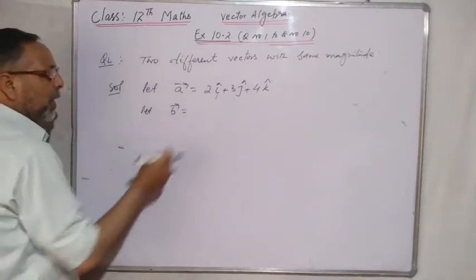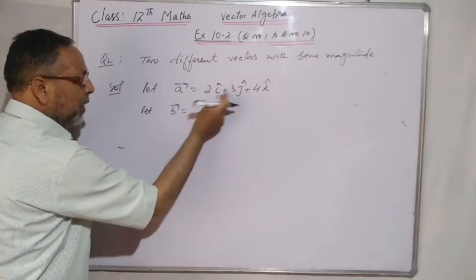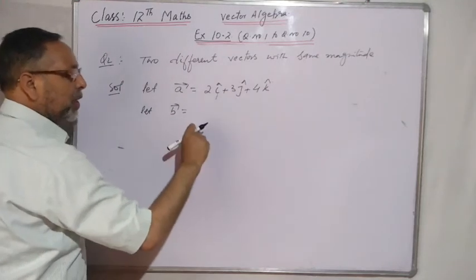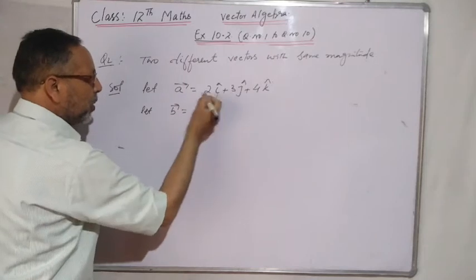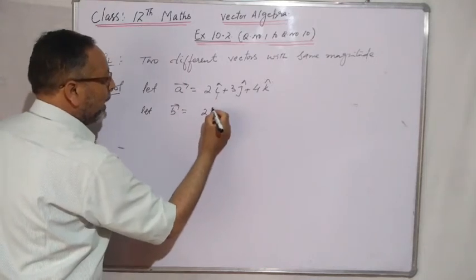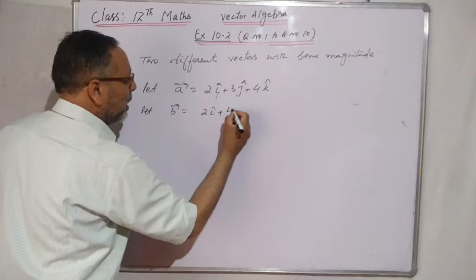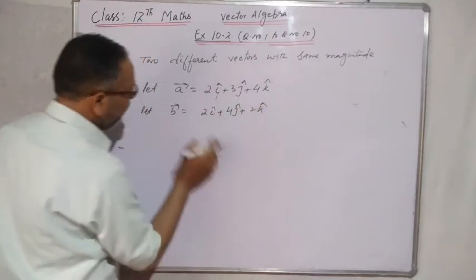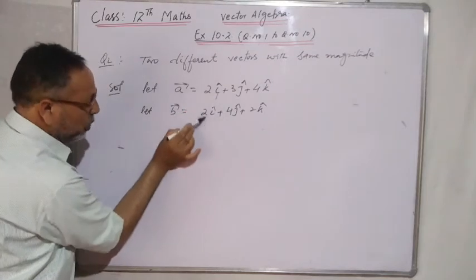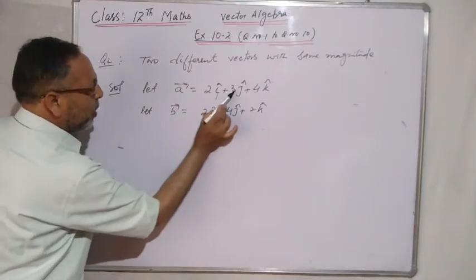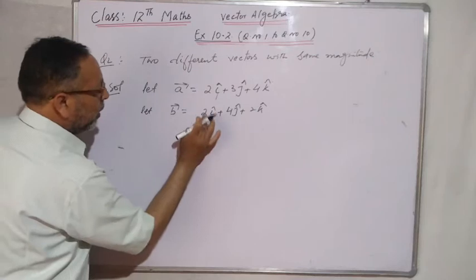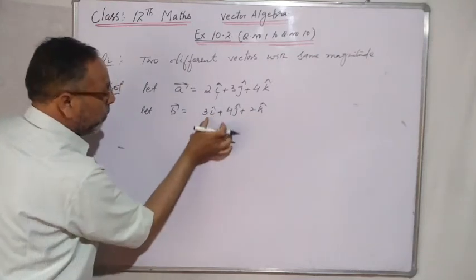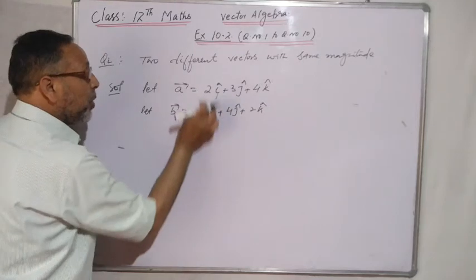तो यहाँ सिंपल क्या करना है, ये जो कोफिशिएंट्स हैं, डायरेक्शन रेशियोज हैं, इनको एक्सचेंज कर दो. यानी अगर ये 3 है मैं 2 की जगह ले आऊंगा, तो इट इज 2i cap प्लस 4 को मैं 3 की जगह लाऊंगा प्लस 4j cap प्लस 2k cap. यानी यहाँ जो वेक्टर्स मिले वो दो डिफरेंट वेक्टर्स हैं, 2i cap 3j cap 4k cap. It is 3i cap plus 4j cap plus 2k cap. These are two different vectors, but their magnitude will be same.